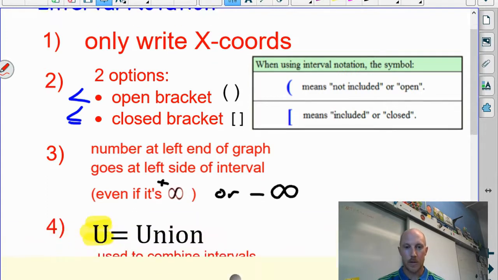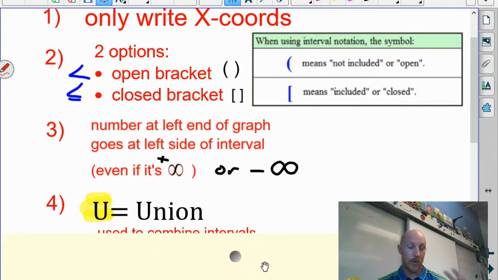And then lastly, sometimes there is more than one section of a graph that has the same description. Like in the do now, we saw there were two different places where the graph was increasing. It was increasing over here, and then again increasing over here. So if you've got these two different spots, in order to write that with interval notation, we use this symbol U, which represents the union as a way of combining two different things. And so we're going to have to put that symbol between the two sections of interval notation.